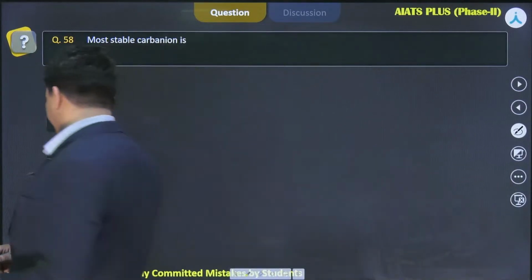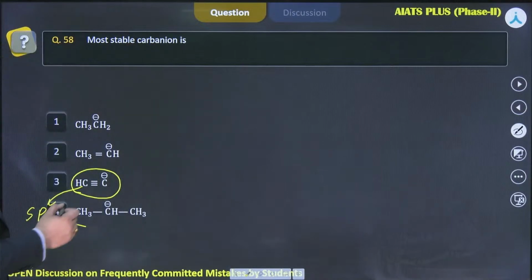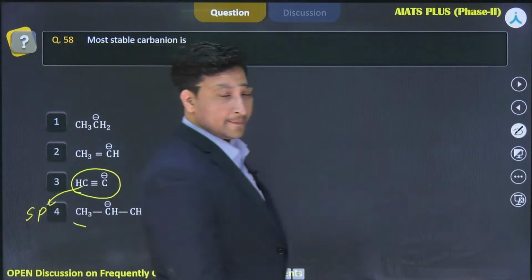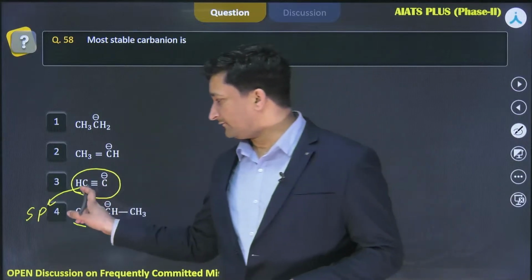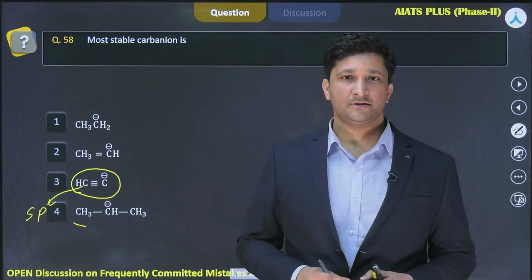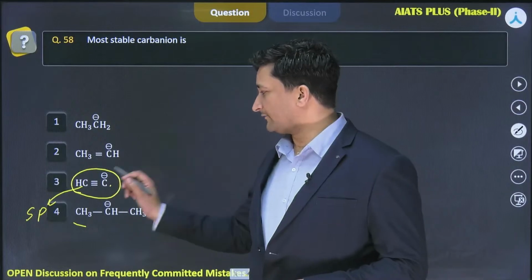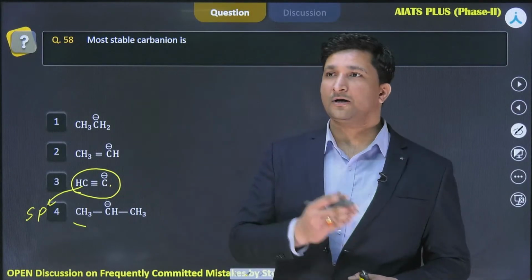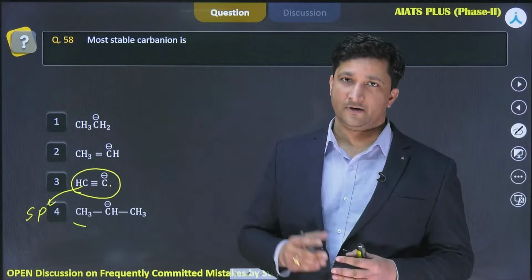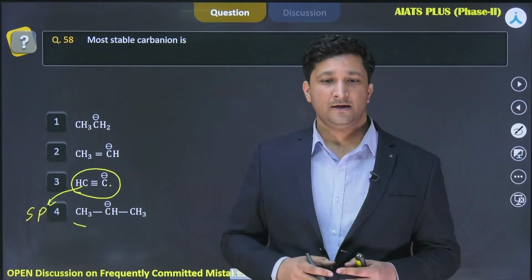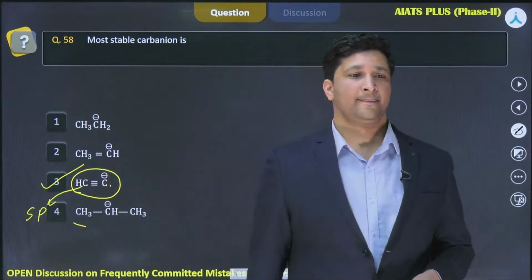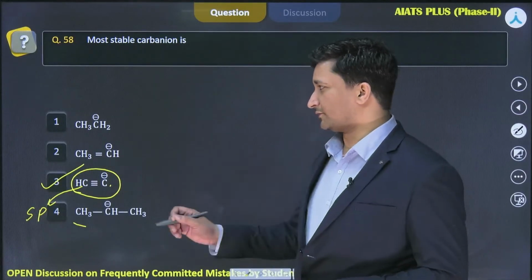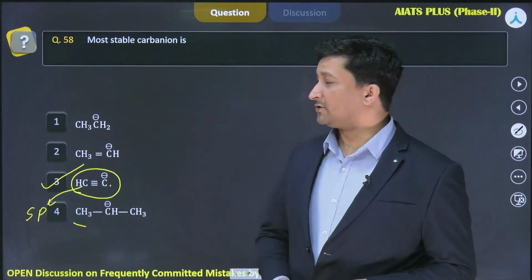So that's why this CH is sp hybridized, and because of this hybridization the electronegativity of this carbon will be more. Since the electronegativity of this carbon is more, it can hold a greater negative charge on itself. The tendency to donate electrons becomes less, and therefore the correct answer is option 3, not the fourth one. I hope this solves your doubt.